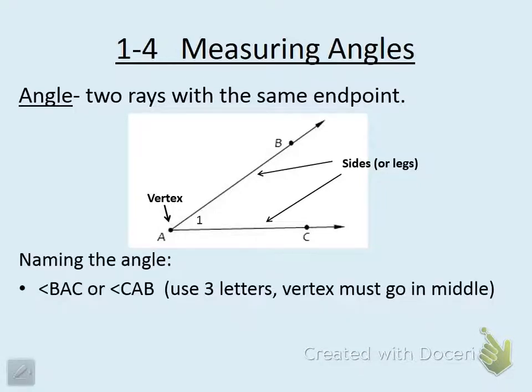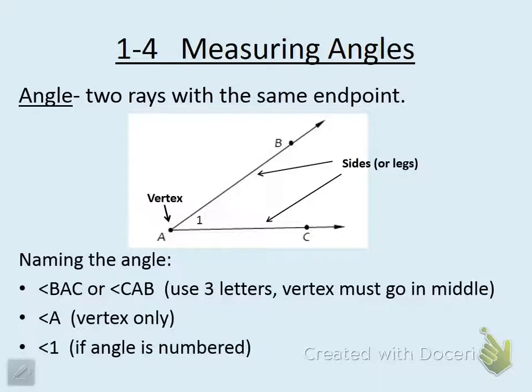So when we're naming this angle, we could name the angle BAC. So we start with B, then we go to A, then C. Or we could go the opposite direction, C, then A, then B. A always sits in the middle, okay? The vertex, the point where it starts down there, is always going to be in the middle. So my A is always going to be in the middle when we're naming angles. Or we could talk about the vertex only, so we could say angle A, or angle 1 if it is numbered, since it's numbered here.